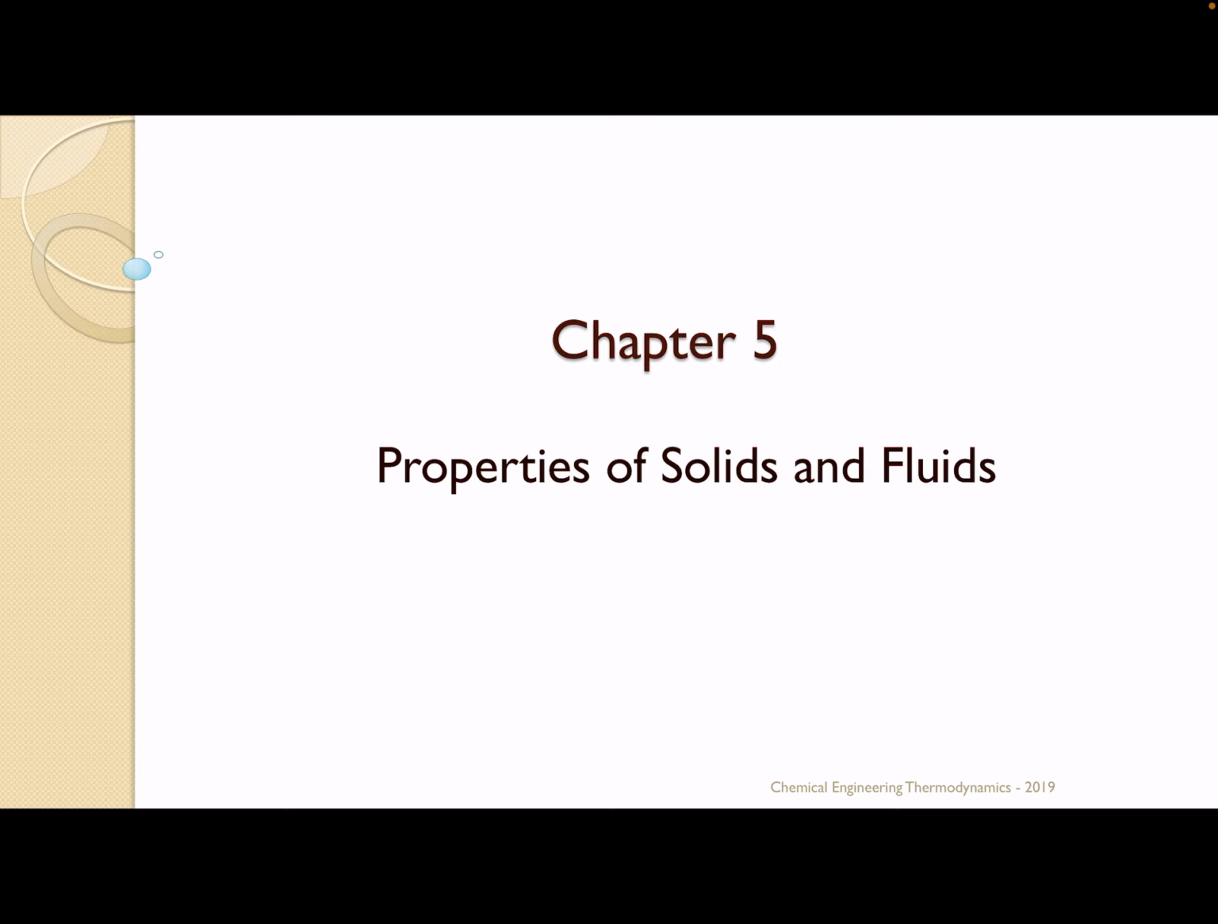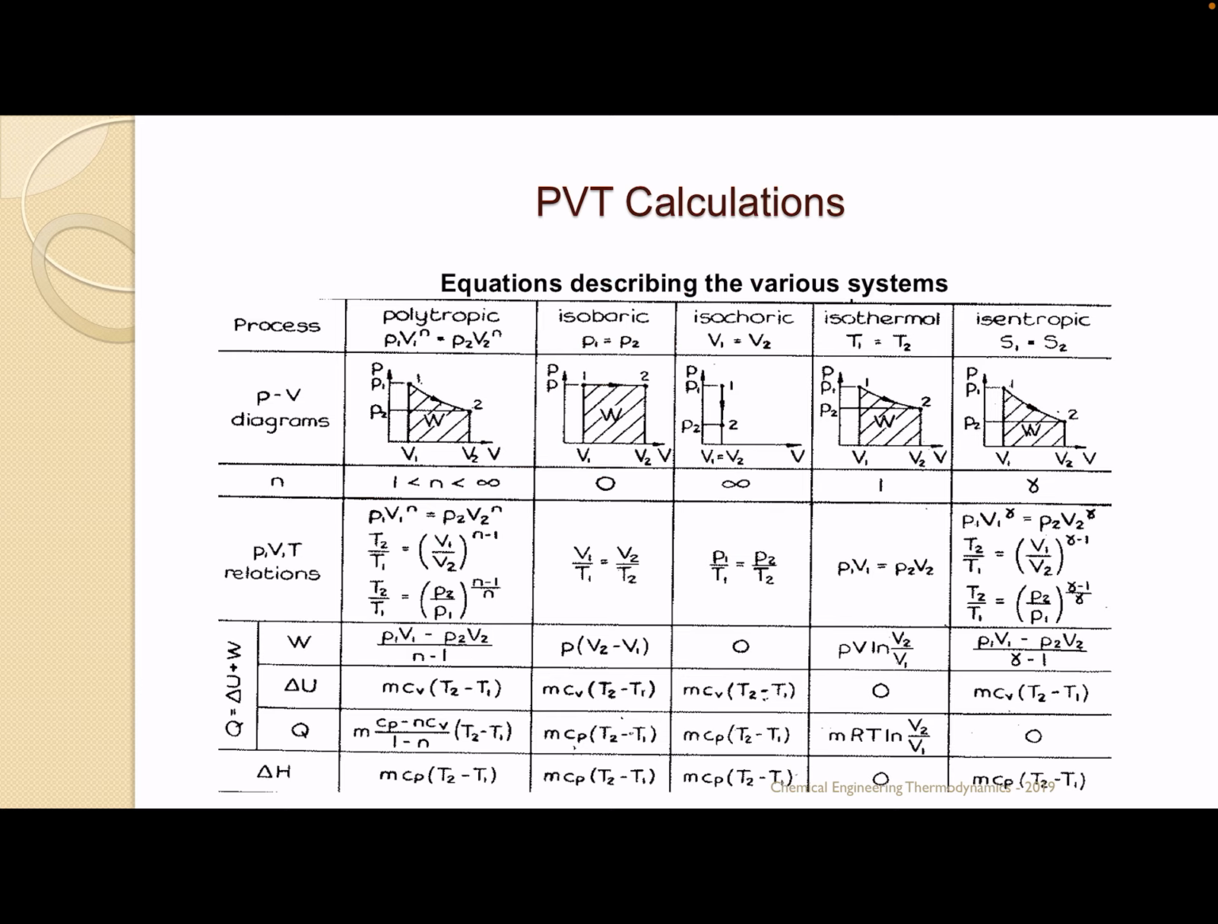Let's start by looking at the typical kind of equations you'll be provided when you need to work out some examples. Secondly, I also want to emphasize the PV relationships that we've looked at in the past couple of weeks under different processes. We've seen polytropic, isobaric, isochoric, isothermal, and isentropic.